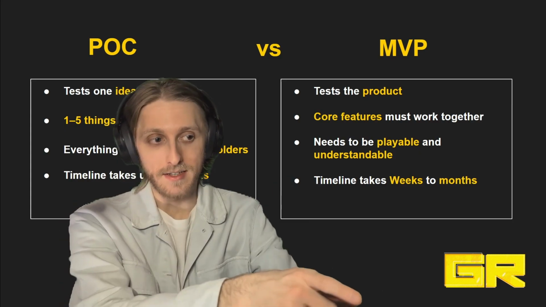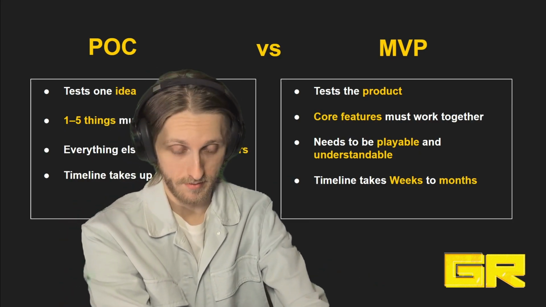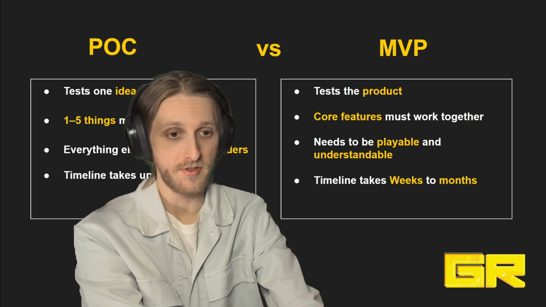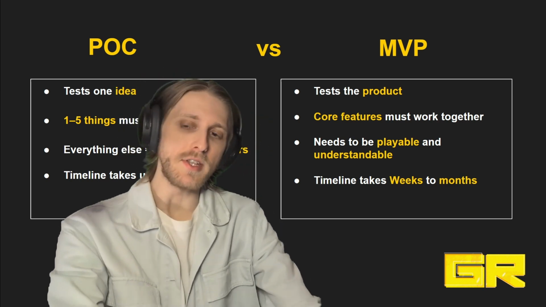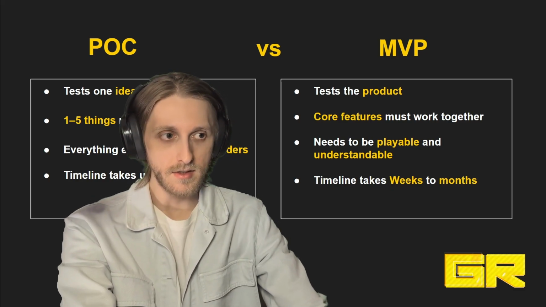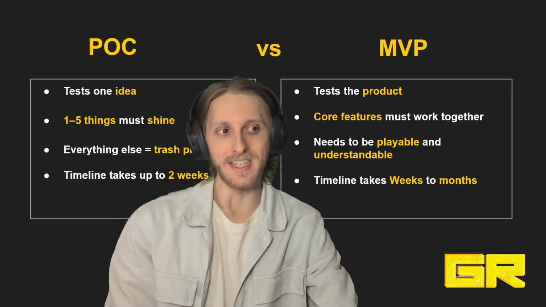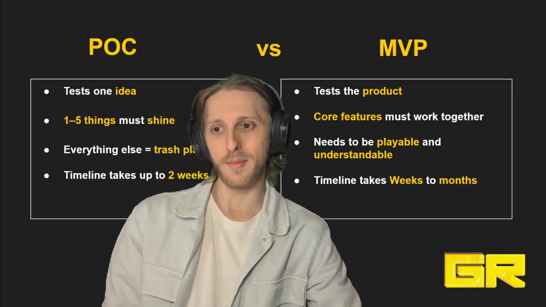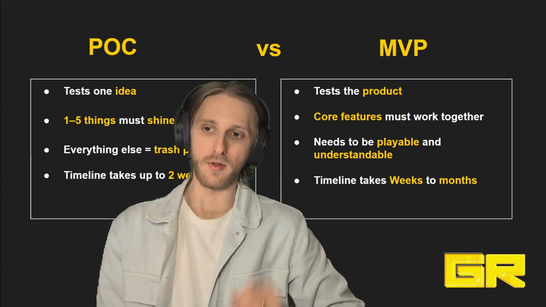And the timeline takes weeks to months. Not years, by the way, but also not 2 days. You can't make an MVP in 2 days. Now, in games, it's a bit hard to say that, because sometimes your idea is playable from the first day. But is it playable comfortably? Okay, so it's a bit of a gray area, the POC and the MVP.